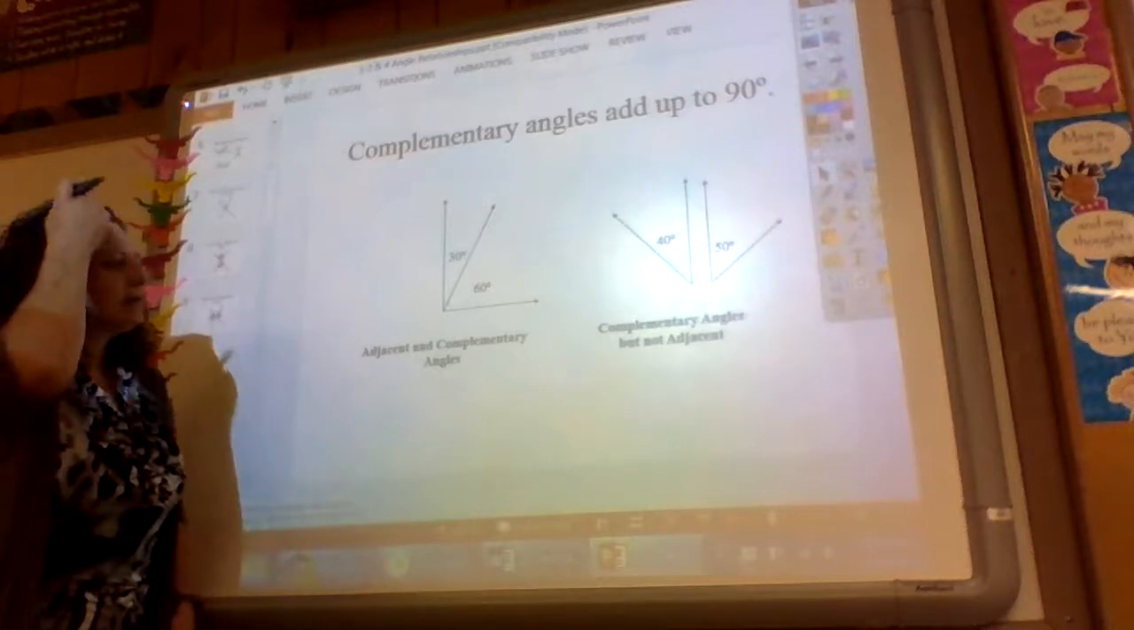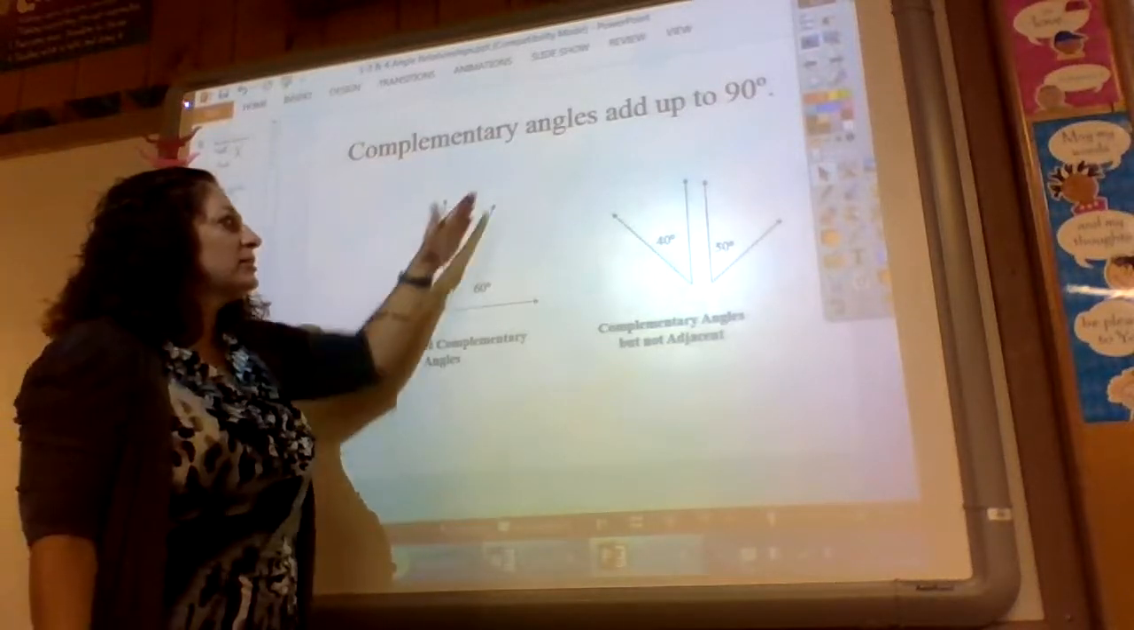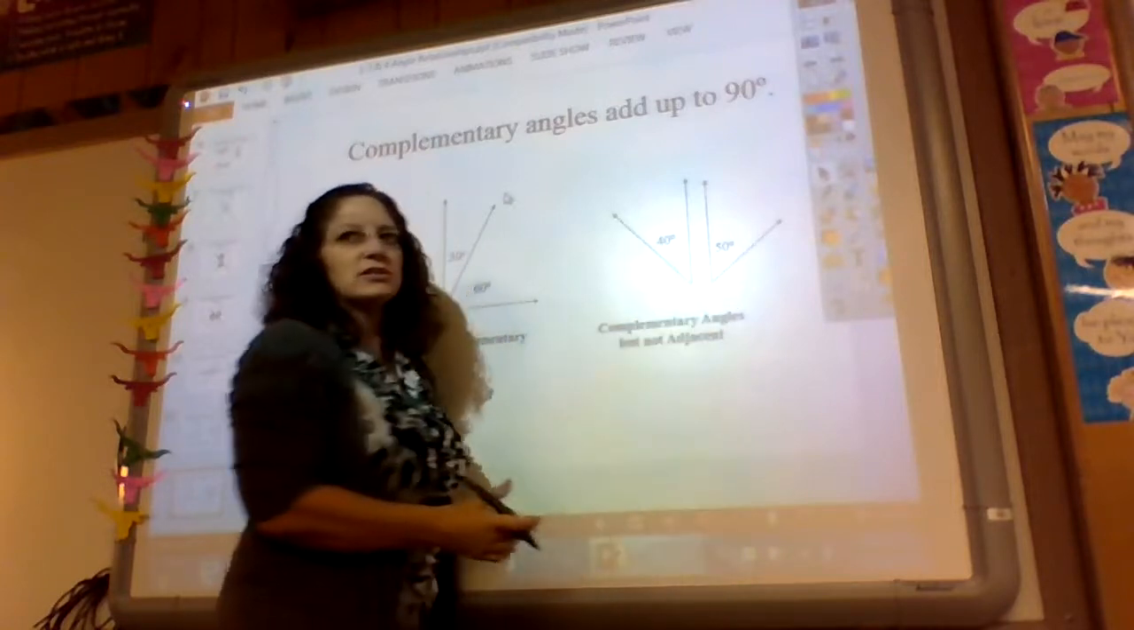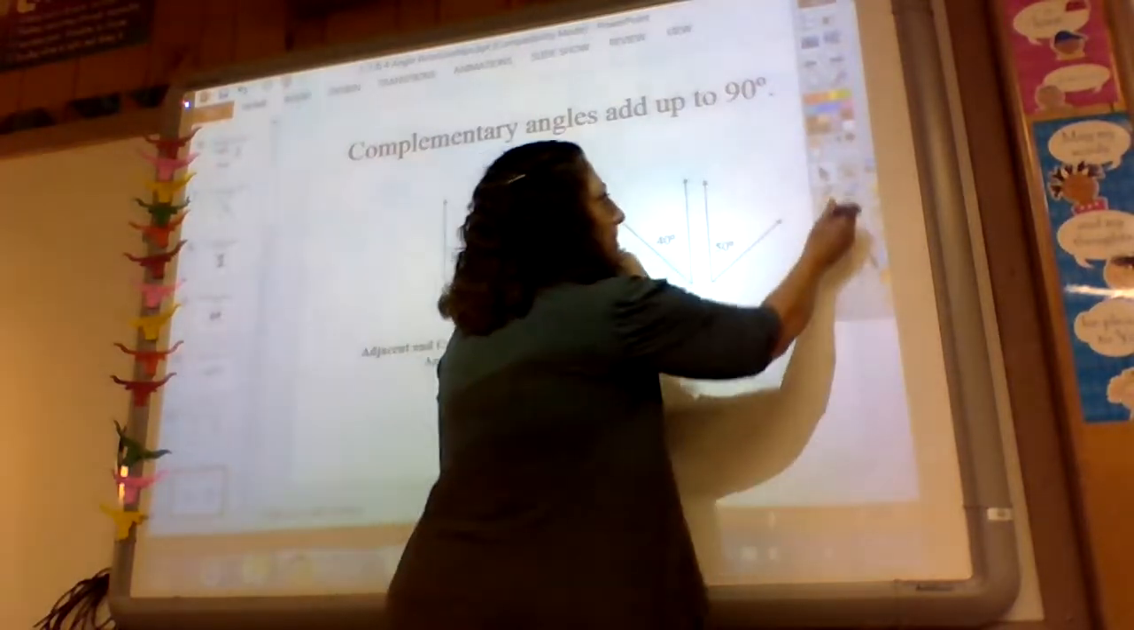Okay, complementary angles. Complementary angles can again be adjacent, sharing that common side, or they can be non-adjacent. They just have to total 90.